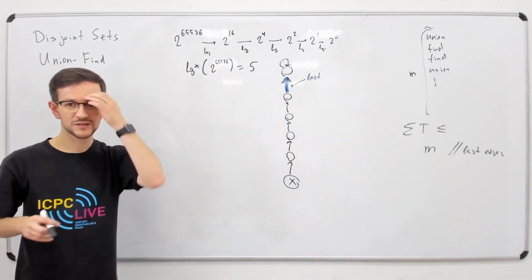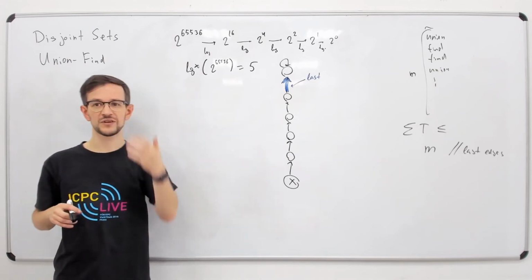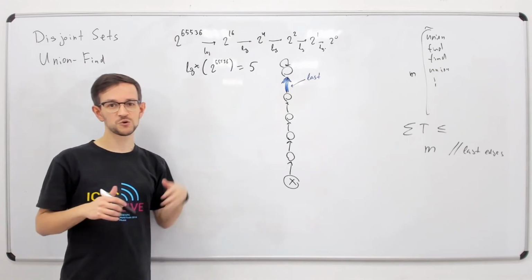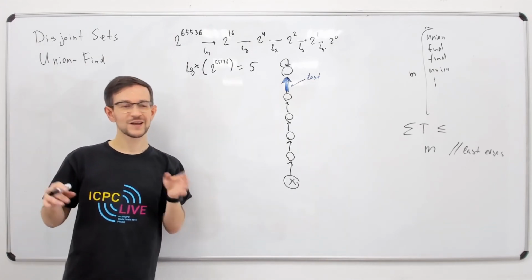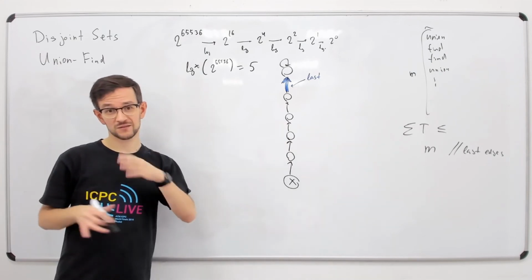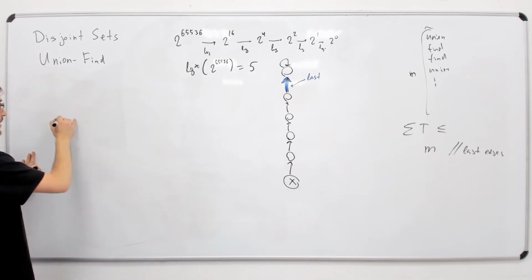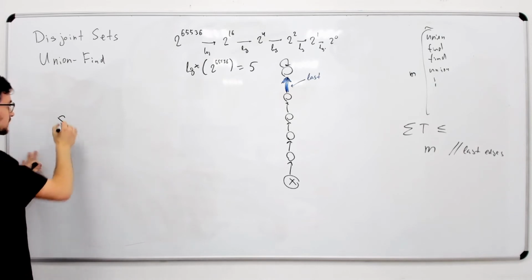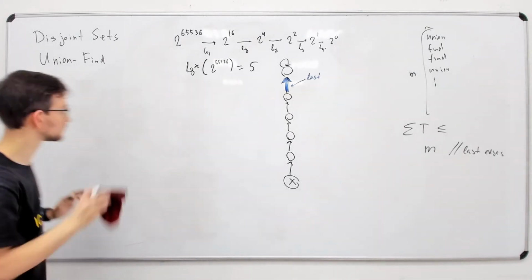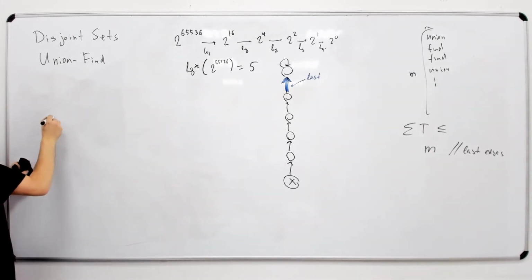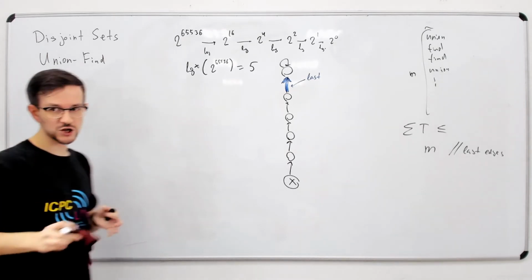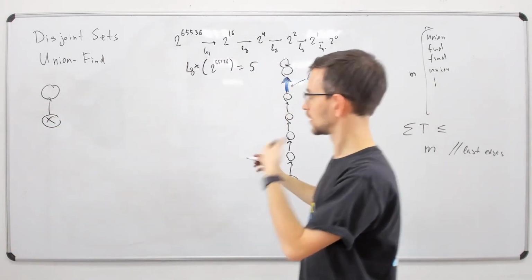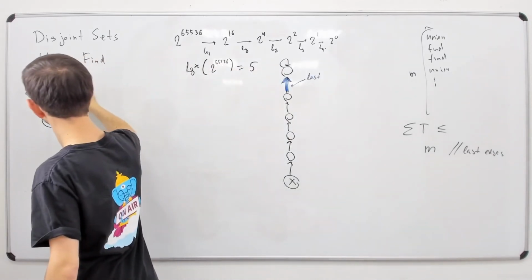Even if the term is not correct, it's used only in this proof. So as soon as the proof is correct, it's fine. Okay, let's look at some node x. Let's look at this edge from x to its parent. So this is the parent of x.